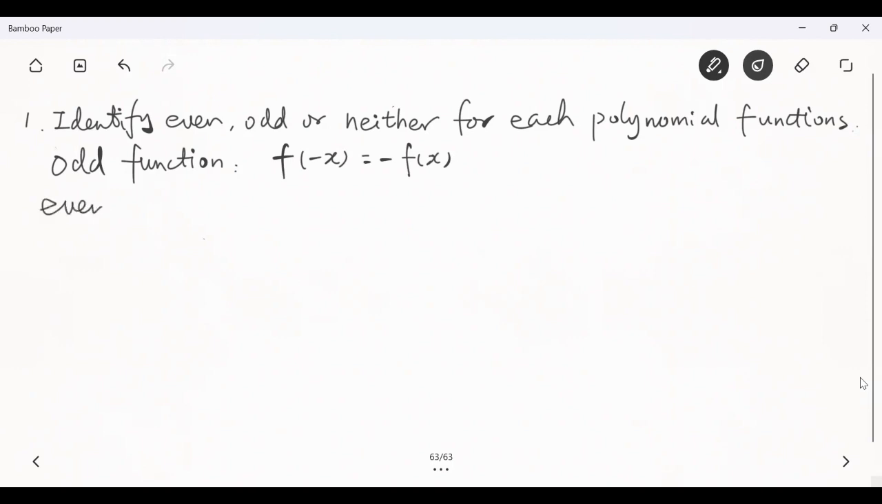If it is an even function, f negative x equal f x. That means the x changes into negative x. The value of y is no change. Next, we take some examples to explain that.